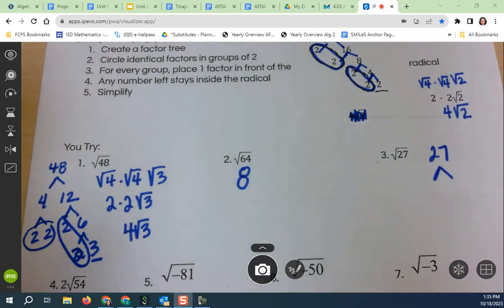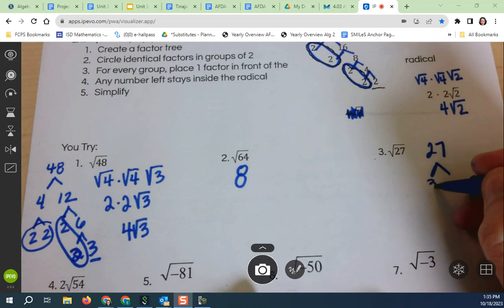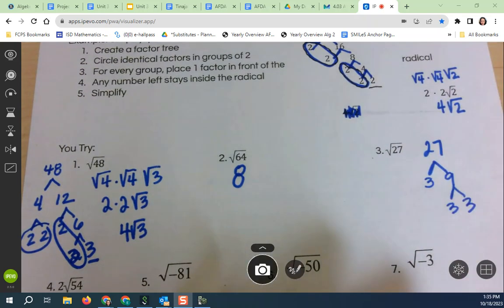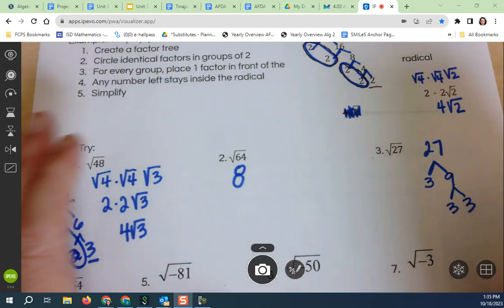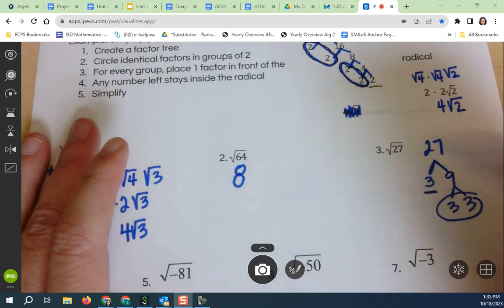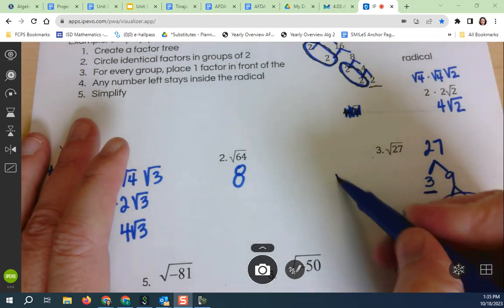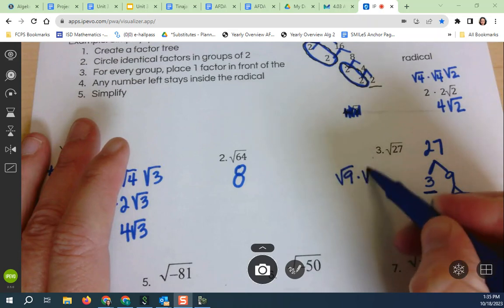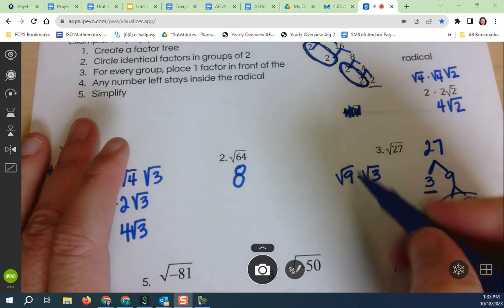9 works. Let's do 3 times 9, and then 9 can also be 3 times 3. And do we have any pairs? Yeah. So we're going to pair these up. But don't forget about that one. So 3 times 3 is 9, so I'm going to write root 9 times root 3, and the square root of 9 is 3.